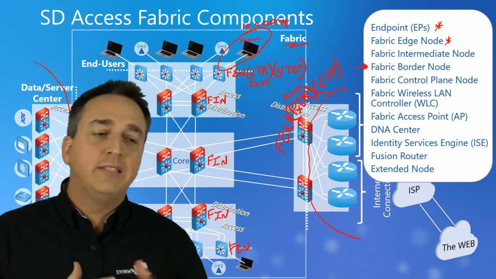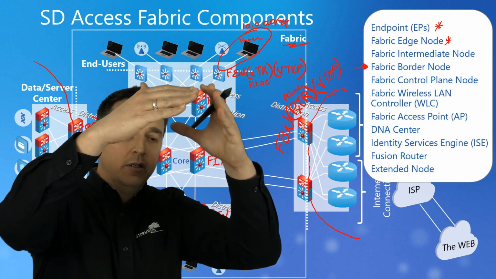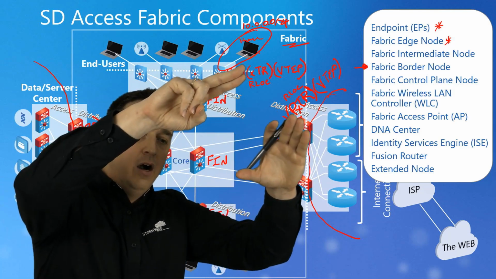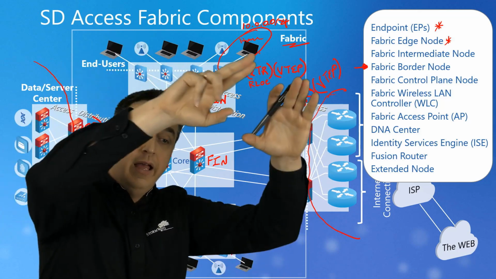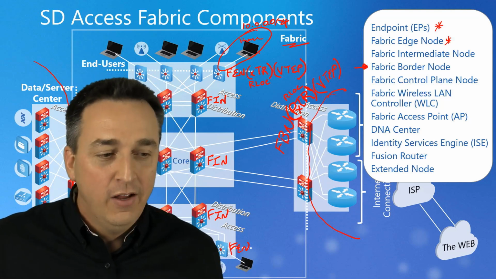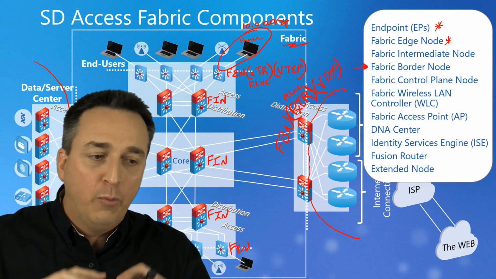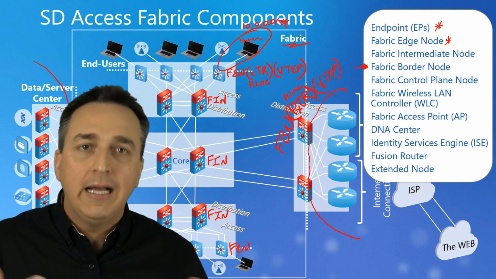So in the world of SD-Access, we've got fabric border node and fabric edge node. We call them xTRs and PxTRs in the world of LISP, and VTEPs in the world of VXLAN. I know, so confusing, isn't it? But this is what I'm trying to help you with, getting the confusion out by diagramming it this way.